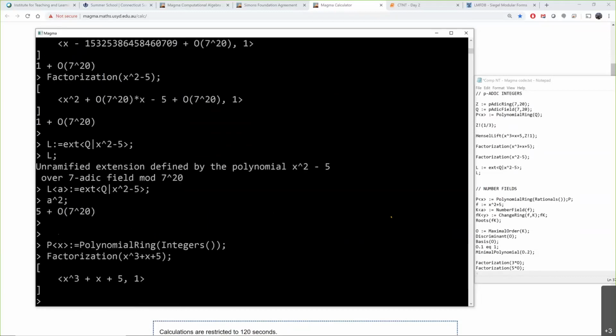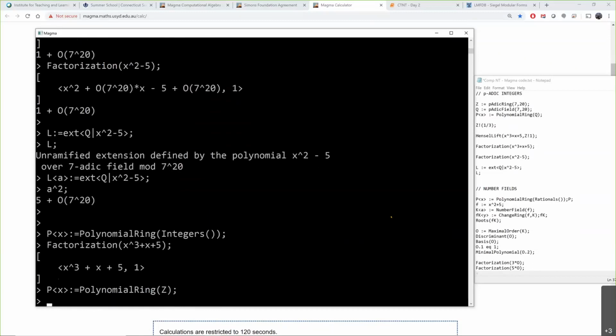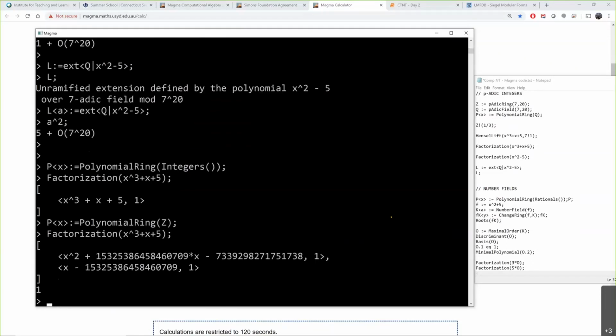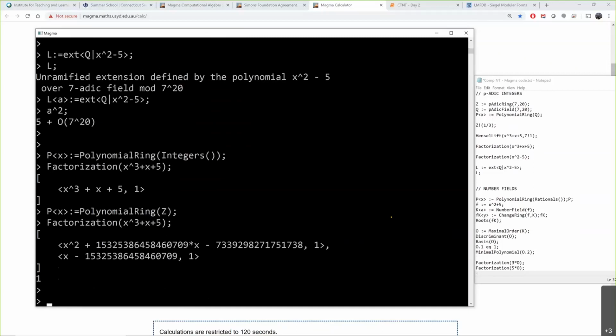Now, this polynomial is actually irreducible over the integers, but over the 7-adic integers, if I change again my ring and put here Z, which stood for 7-adic integers, and I try my factorization, it does factor over the 7-adic integers into a quadratic and a linear factor. I hope that answers the question.